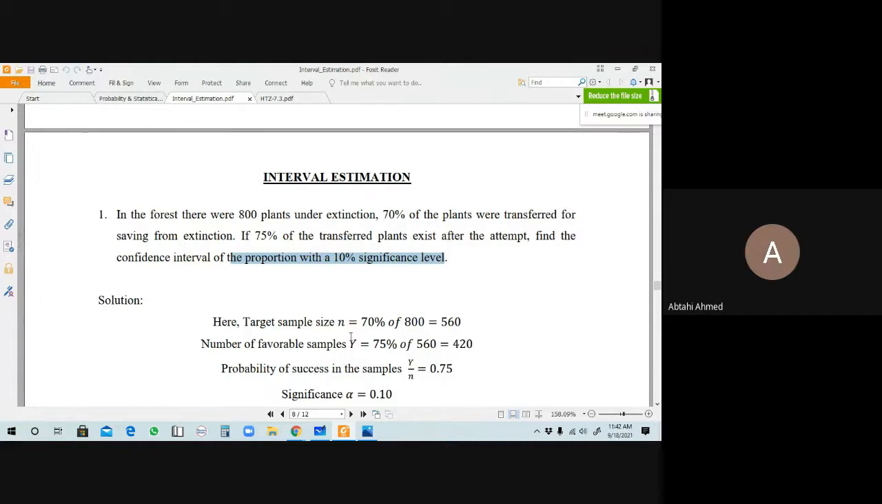So 0.1. Okay. At first, tell me, according to the question, how many plants were under extinction in the forest initially? 800 plants. Is it right? Response করো. Yes, sir. 70% of the plants were transferred for saving from extinction. Extinction থেকে কি পরিমাণ প্লান্টকে সরানো হয়েছে সেভ করার জন্য?